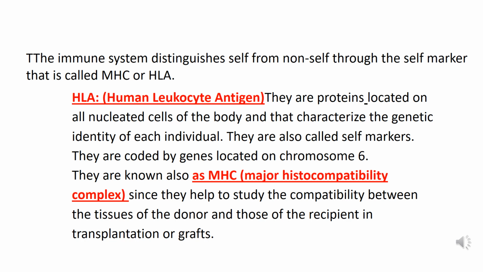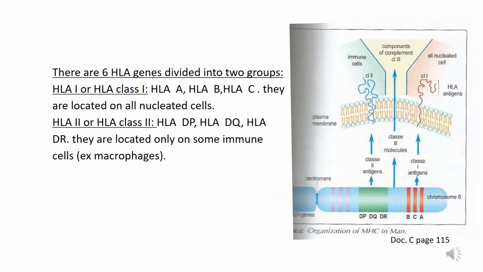Why? Since they help to study the compatibility between the tissues of the donor and those of the recipient in transplantations or grafts. Look please at document C on page 115. This is chromosome 6, where are represented the 6 HLA genes A, B, C, DP, DQ, DR. These genes are divided into 2 groups, HLA class 1, HLA-A, HLA-B, HLA-C, and HLA class 2, DP, DQ, DR.